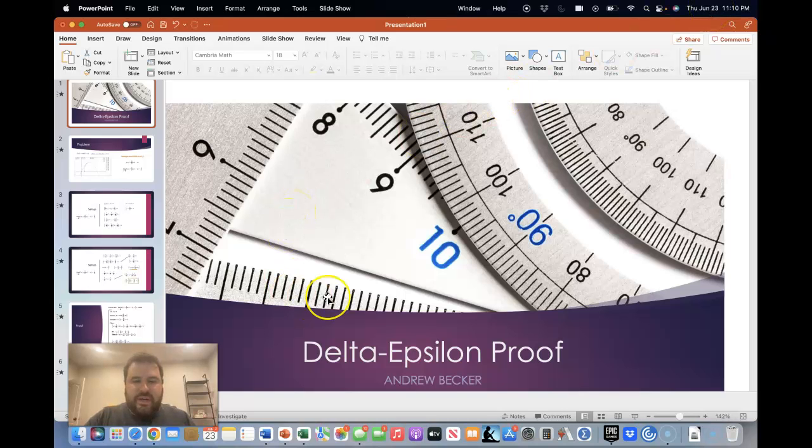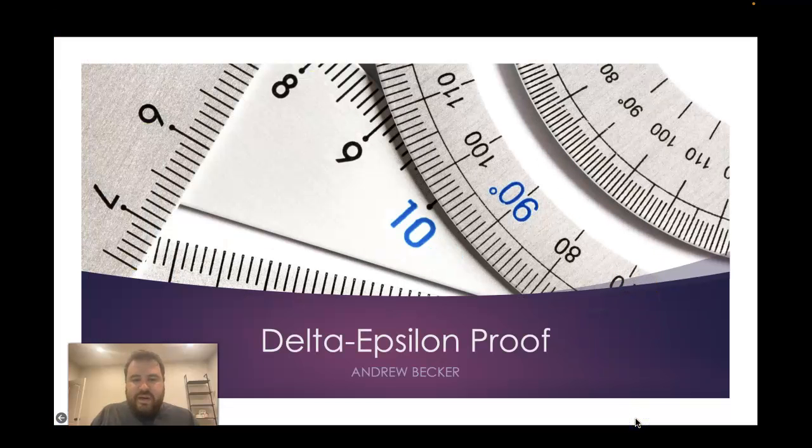And today in this video, I'm going to be going over a little bit of the iterative process using the logistics map. And then we're going to do a Delta-Epsilon proof on the limit that we get from that iterative process. So let's get started.